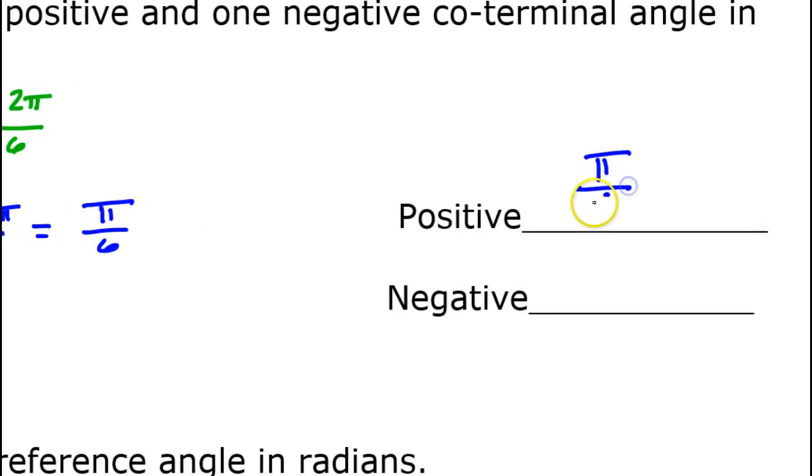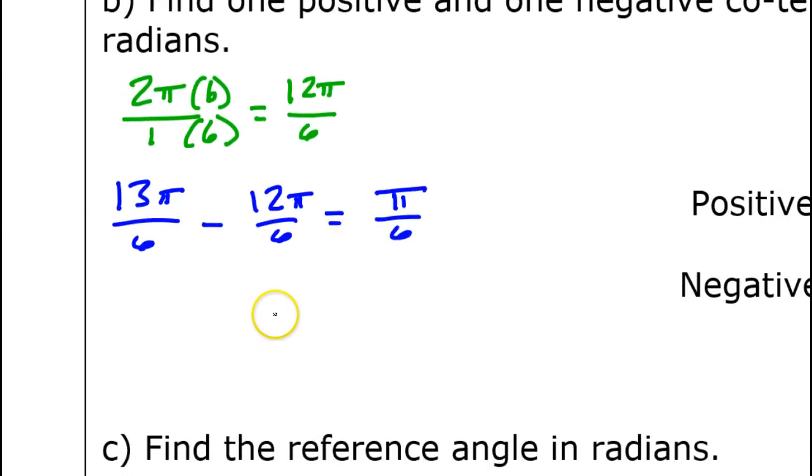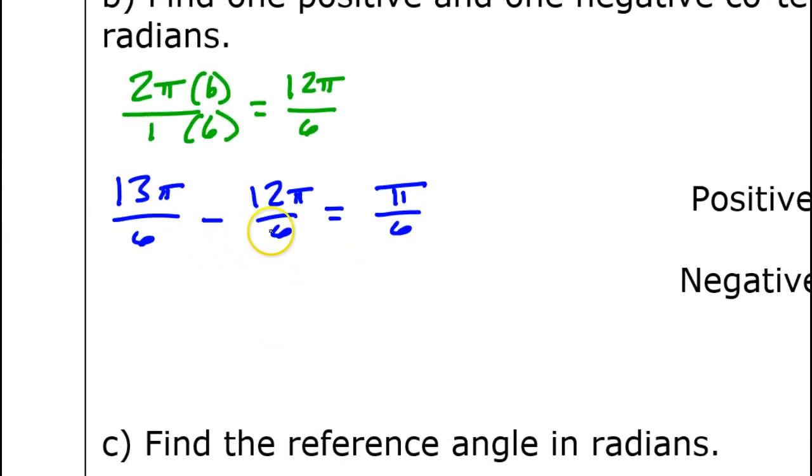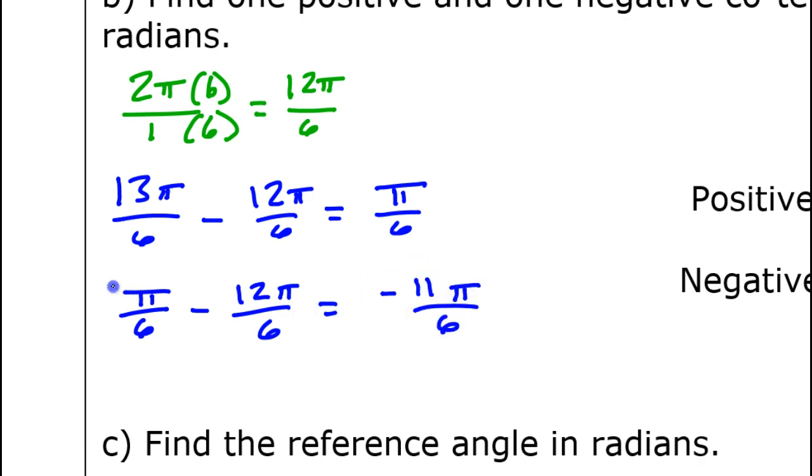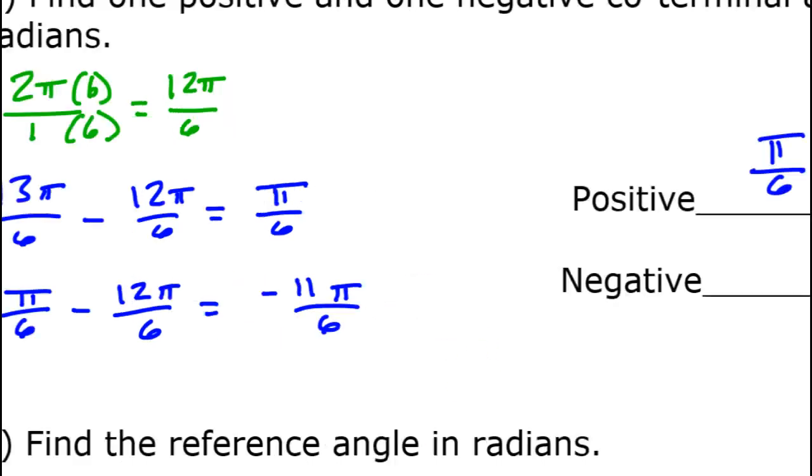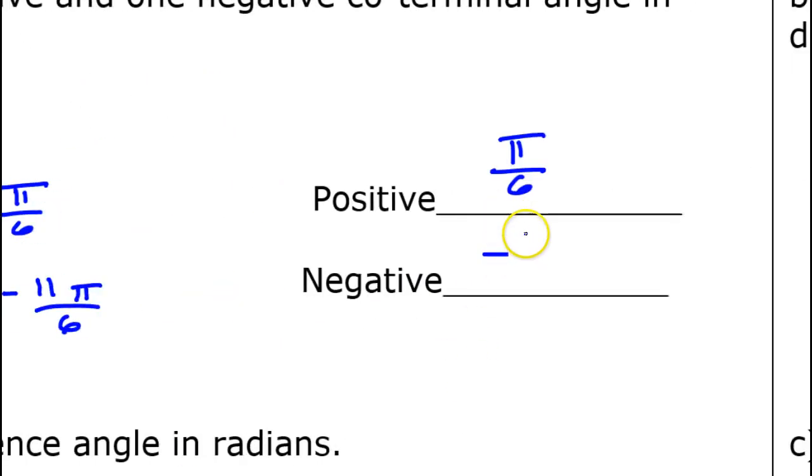Okay, pi over 6. Now I also need a negative coterminal angle, so I'm going to keep going. I'm going to subtract again. So if I take the pi over 6 that I have now and subtract another 12 pi over 6, that's going to give me negative 11 pi over 6, because this is like 1 minus 12, which is negative 11. So that is a negative coterminal angle, negative 11 pi over 6.